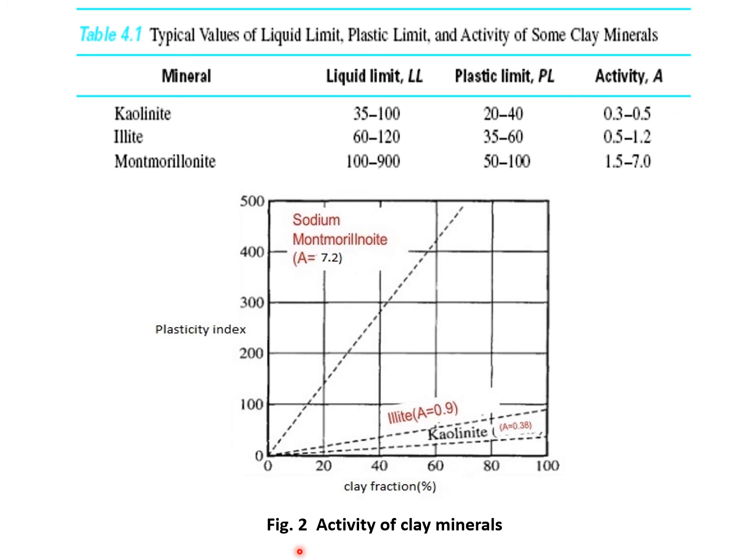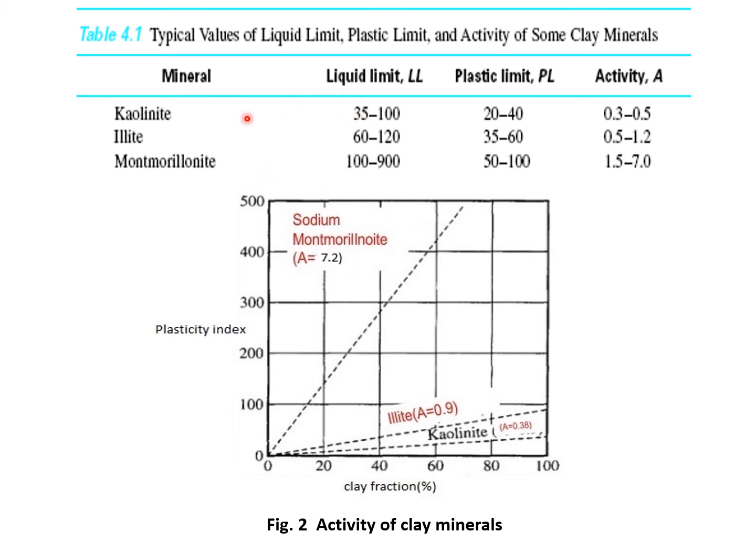Now here you can see the plot: plasticity index along the vertical axis, the clay fraction along the horizontal axis in percentage. This is for kaolinite, this is for illite, and this is for montmorillonite, and you can see that the activity is maximum in this. So out of these three basic clay minerals, montmorillonite is treated as the most active clay mineral.